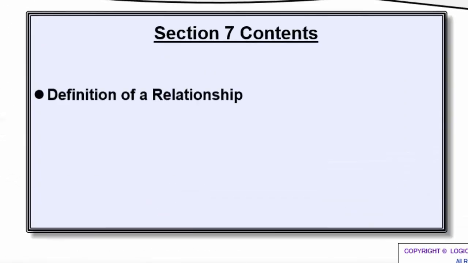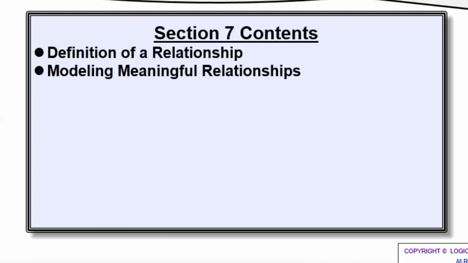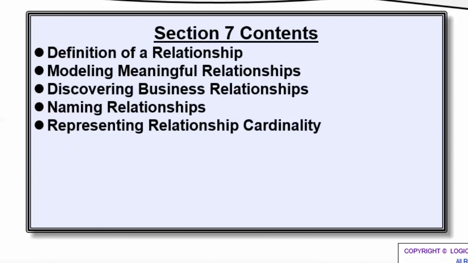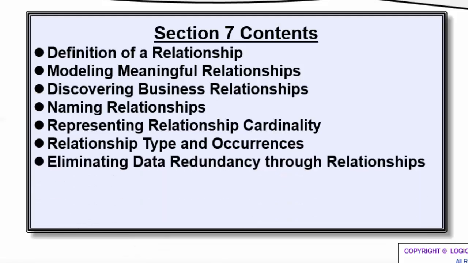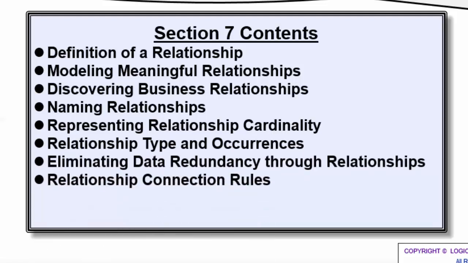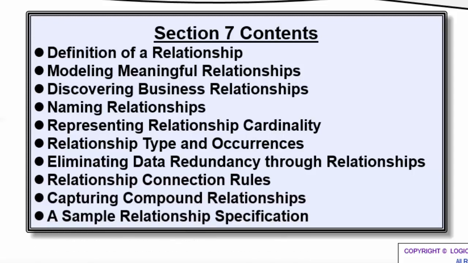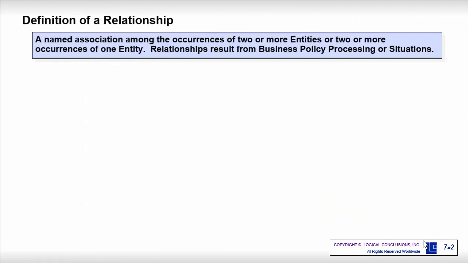Here's what we'll cover in this section: definition of a relationship, modeling meaningful relationships, discovering business relationships, naming relationships, representing relationship cardinality, relationship type and occurrences, eliminating data redundancy through relationships, relationship connection rules, capturing compound relationships, and a sample relationship specification. First, my definition of a relationship.